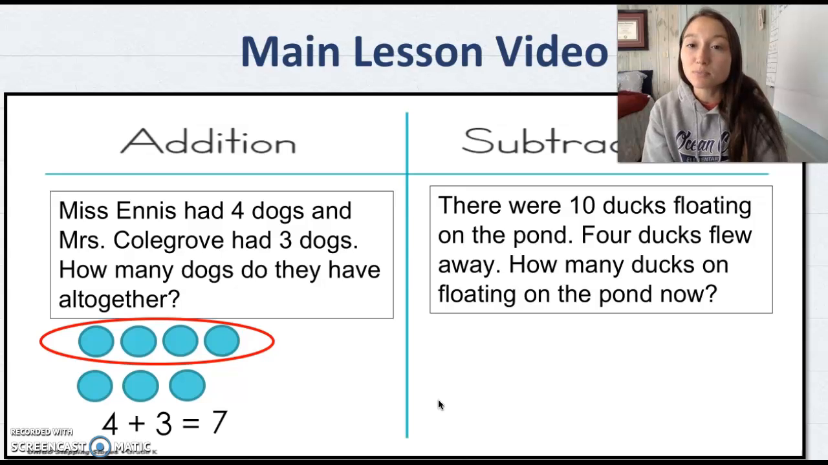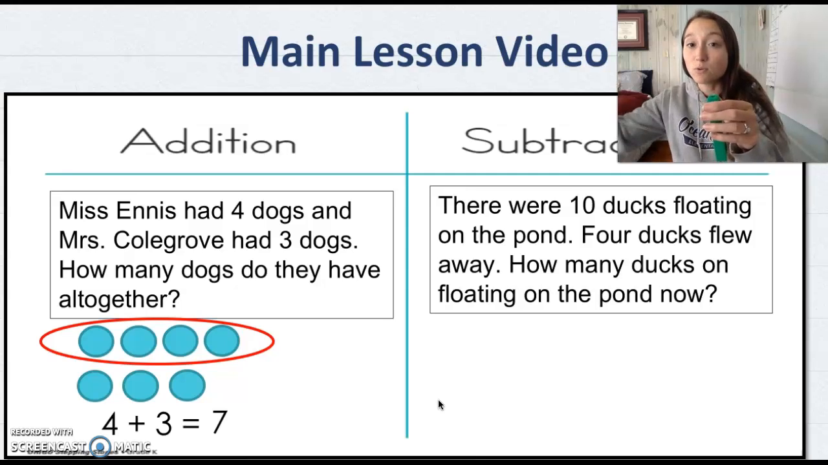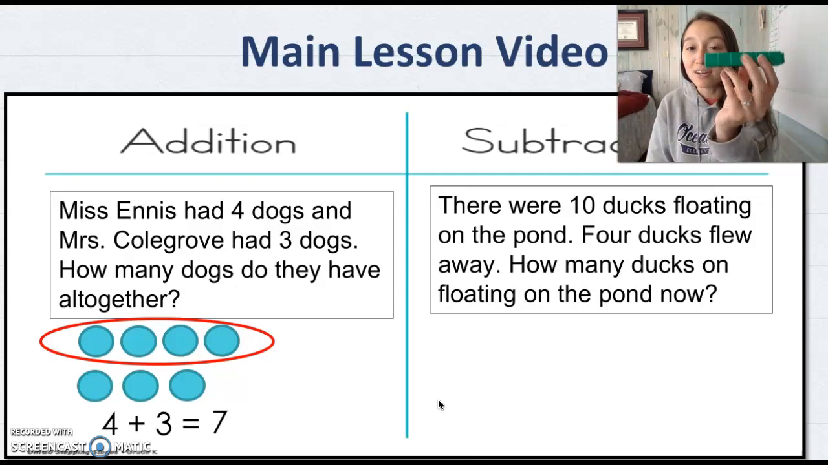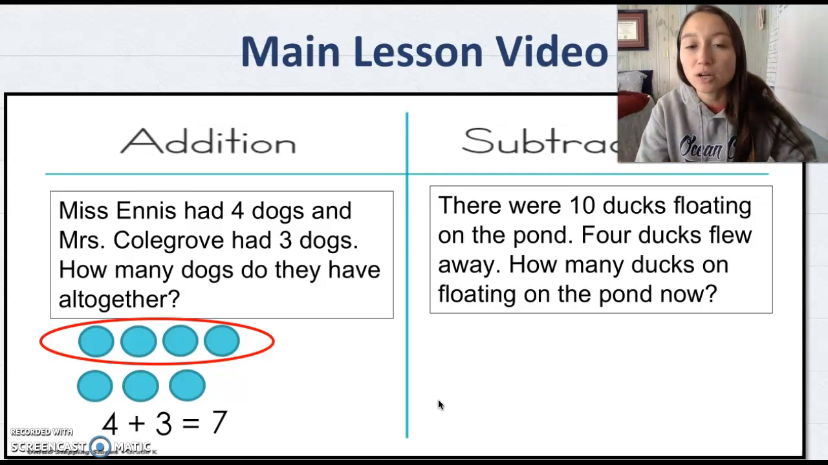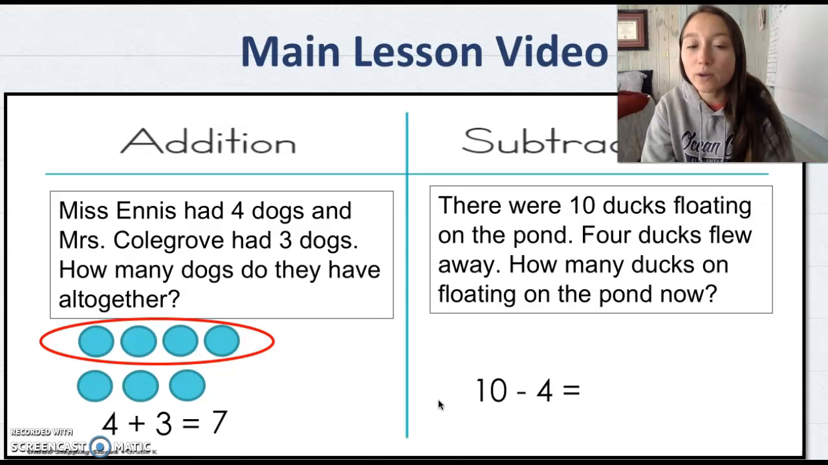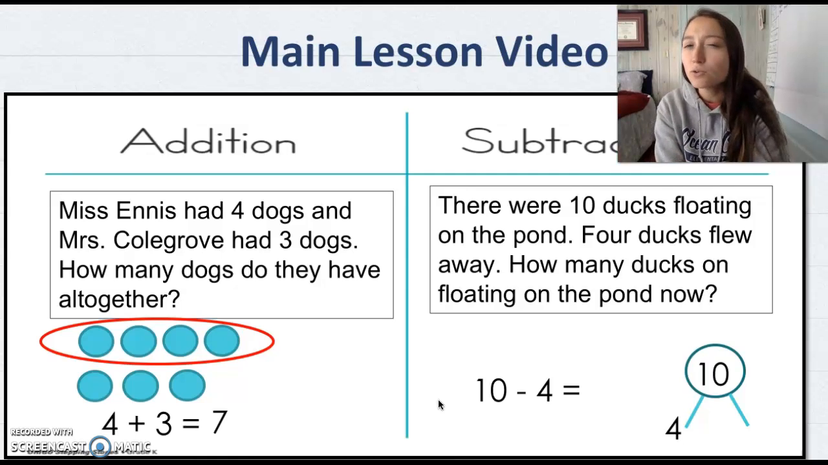There's some key words in this problem that help me know it's subtraction, like flew away. So that tells me that some of the ducks are leaving. They flew away. Then the now tells me how many are left. So let's look at this on your screen. I could write the equation 10 take away 4. And another way for solving subtraction is to think of it kind of like a number bond. I started with 10, 4 are being taken away, so what's that other number that would help me get to 10?